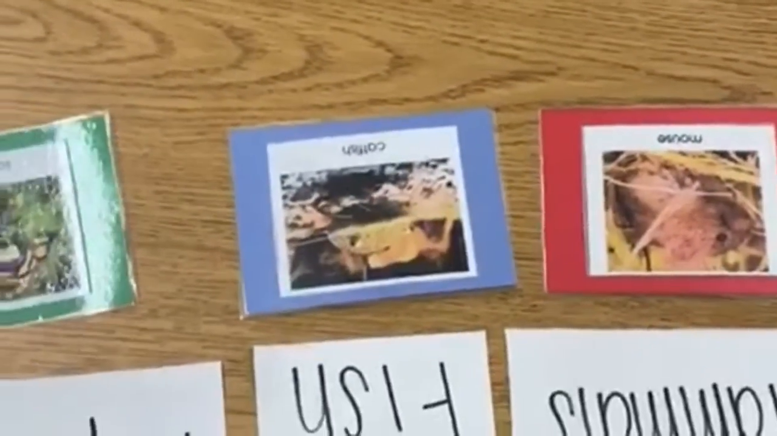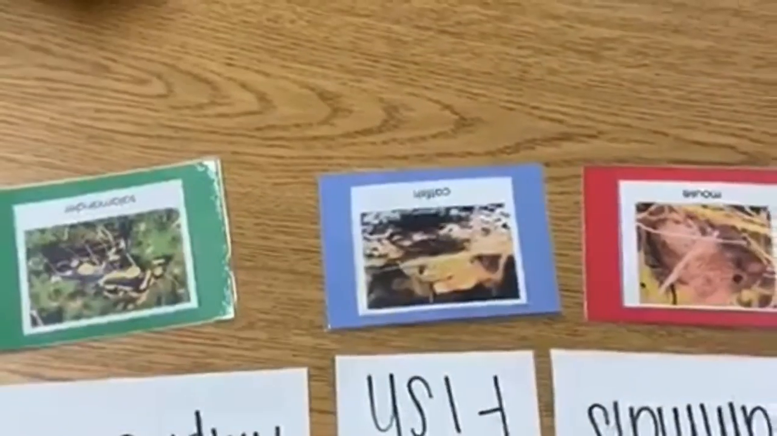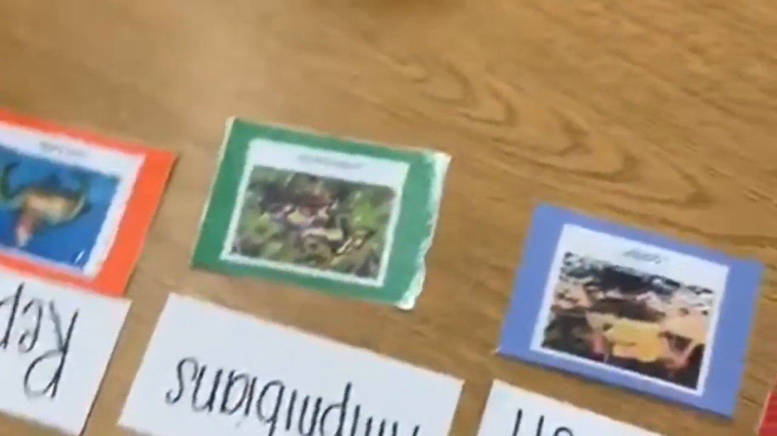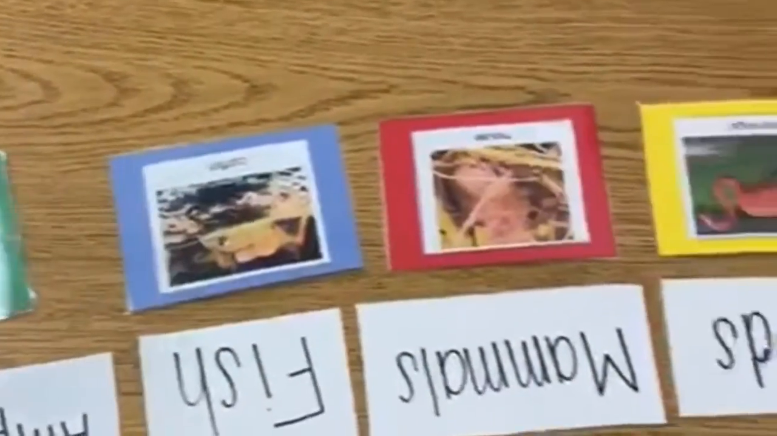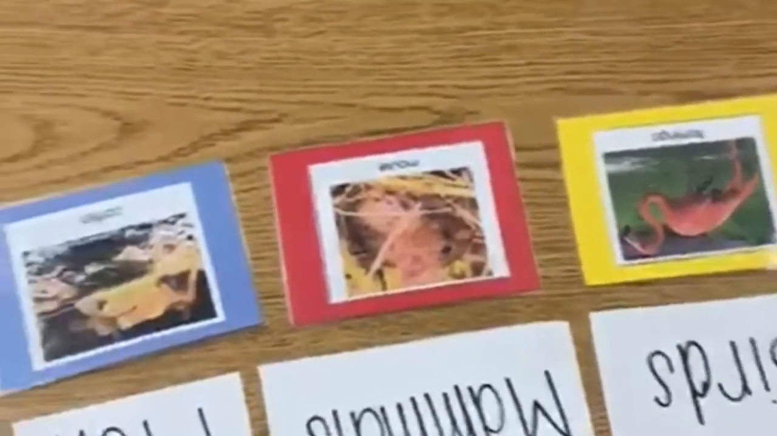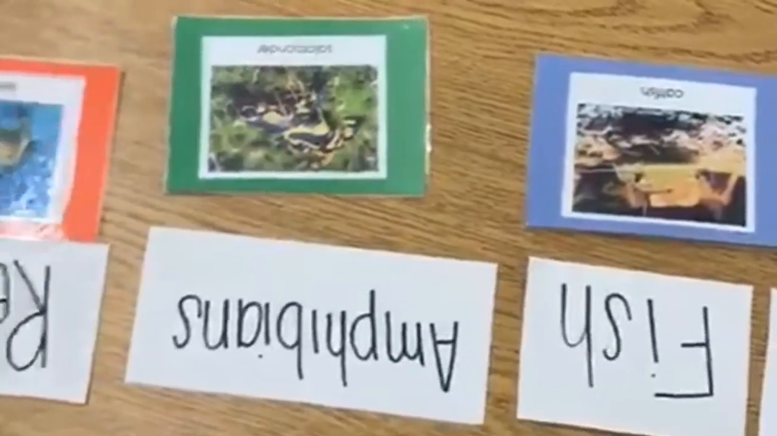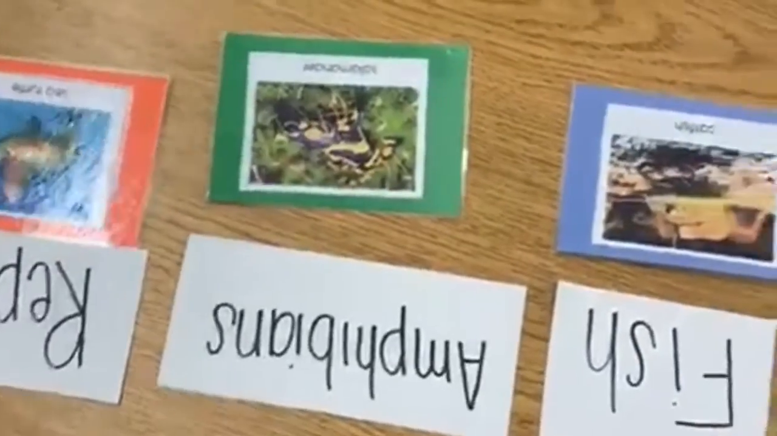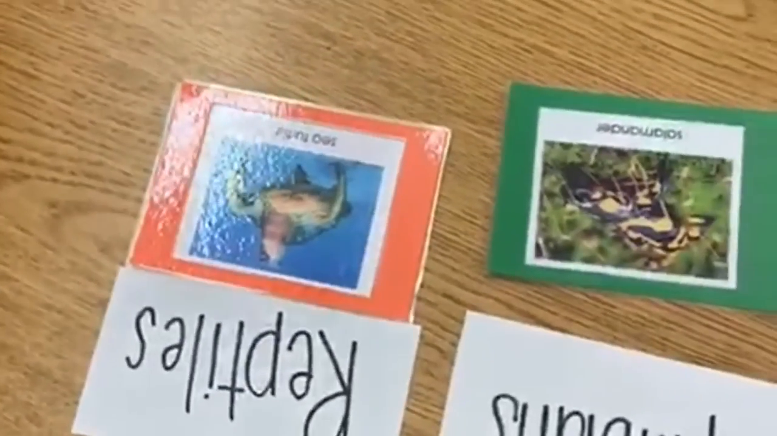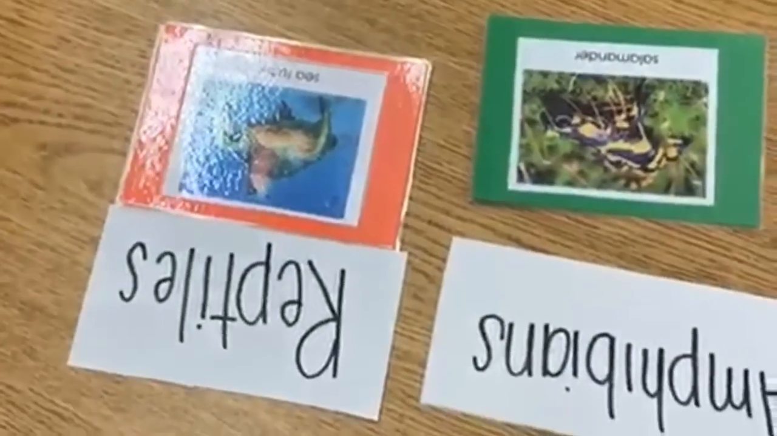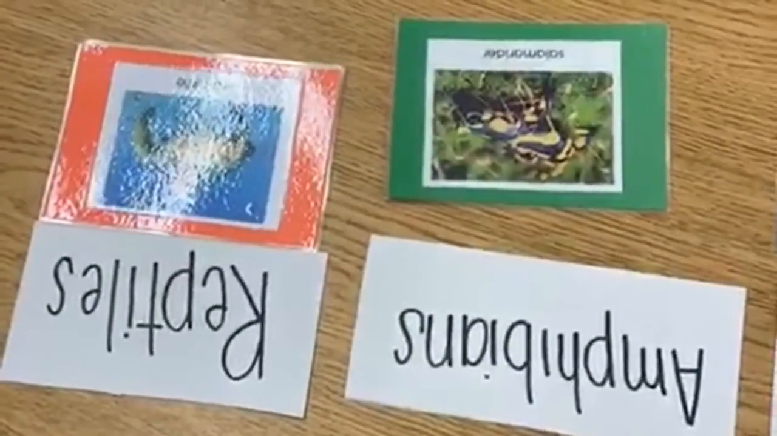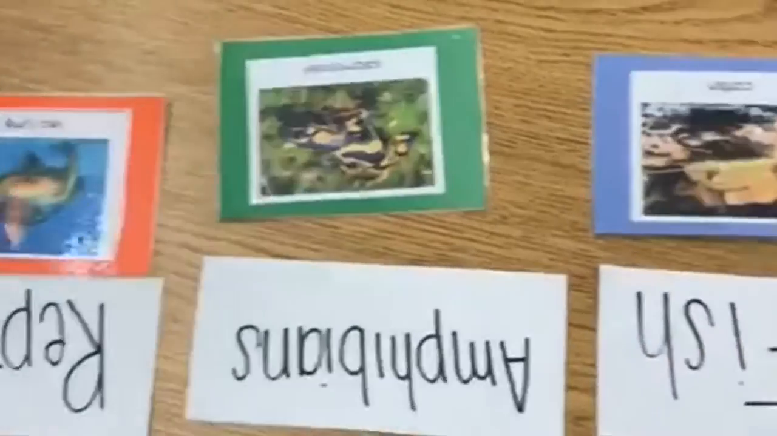How about fish? What do fish use? Slimy scales. They have scales and fins. They breathe where? Through gills underwater. Right? How about an amphibian? What is the difference in an amphibian? They live on land and water. Very good, guys. And how about reptiles? They have scaly skin, right? And do they live on the land or the water? Land. Very good.